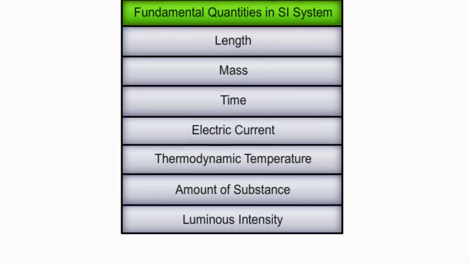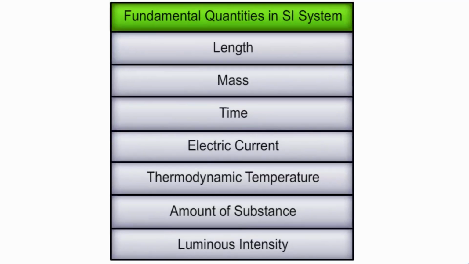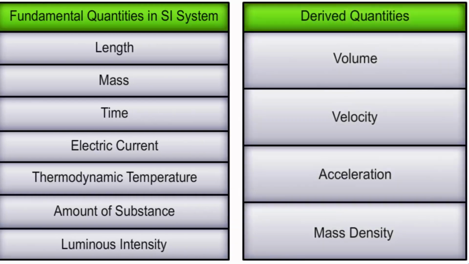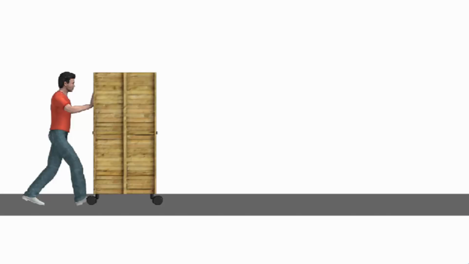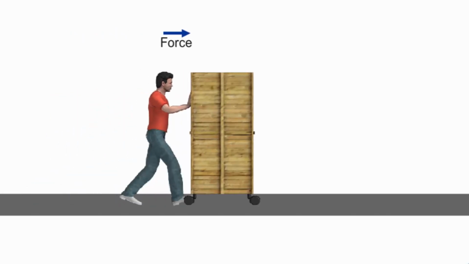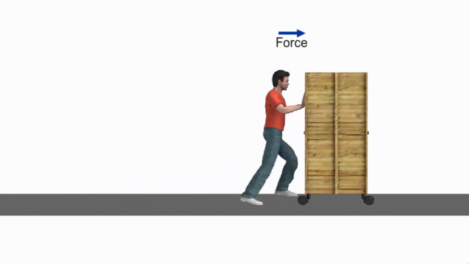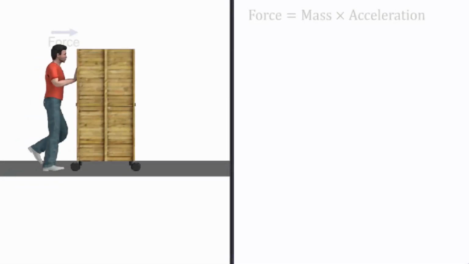Thus, we have relationships between fundamental quantities and derived quantities. Therefore, when a derived quantity is expressed in terms of base quantities, the resultant expression is the product of different powers of the base quantities. For example, consider the quantity force. Force is the product of mass and acceleration.